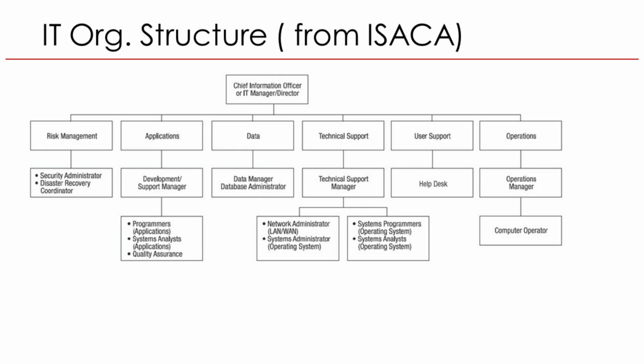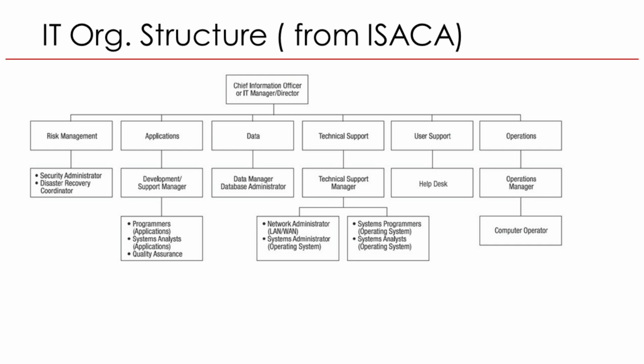At the top of the structure is the Chief Information Officer, CIO, or IT Director, who oversees all IT activities and ensures that technology supports the organization's goals. Reporting to the CIO are key managers in charge of risk management, applications development and support, data management, technical support, operations, security administration, and user support.